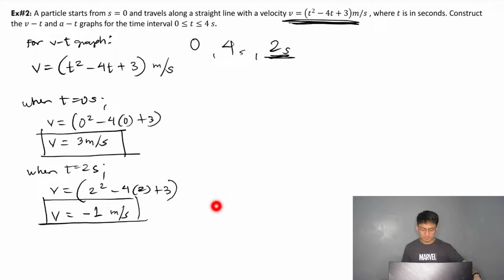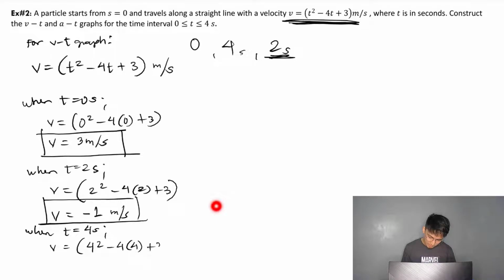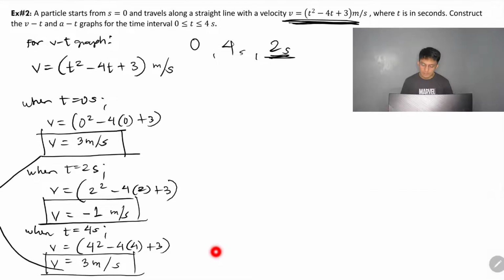And for the last time interval, yung ating 4 seconds, when time is equal to 4 seconds, velocity is equal to 4 square minus 4 times 4 plus 3. Ano yung magiging value ng ating velocity given time 4 seconds? So, ang value natin ay 3 meters per second din, positive. Creating the VT graph.